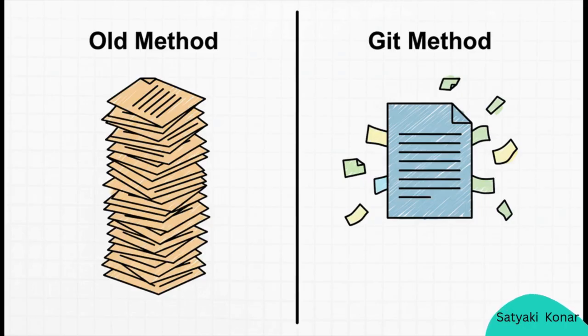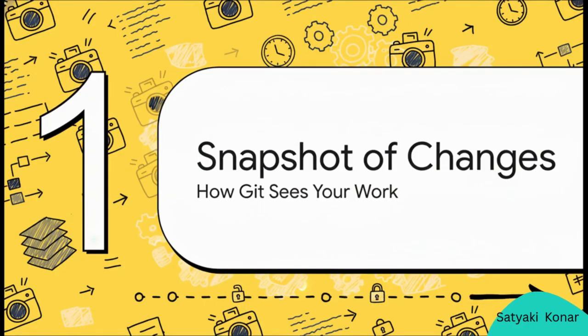See, instead of saving a whole new copy of the entire file every single time, Git does something brilliant. It just saves the changes. That's it, just the differences. So let's dive into that. How does Git actually see your work? It's all about taking a snapshot, but not a snapshot of your whole project. It's a snapshot of your changes.